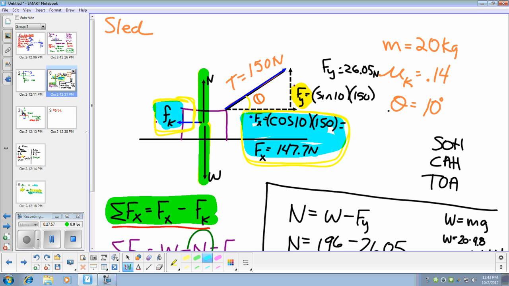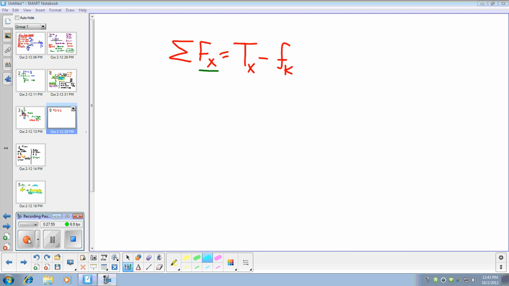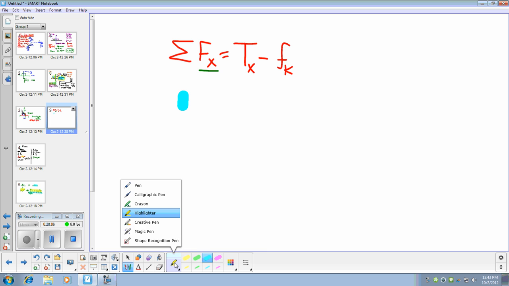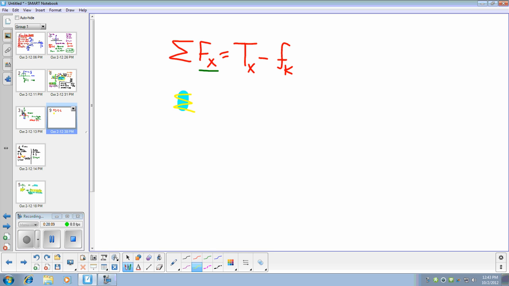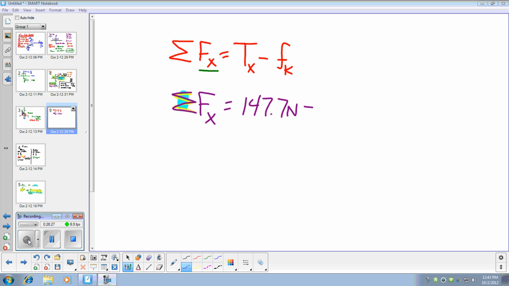So now let's jump back and actually do some math. We found on our previous slide that the tension in the x value was 147.7 newtons. And we found our force of friction to be, did we calculate that yet, or am I just pretending we calculated that? Let me check. We'll find our force of friction to be a value that we still haven't calculated.